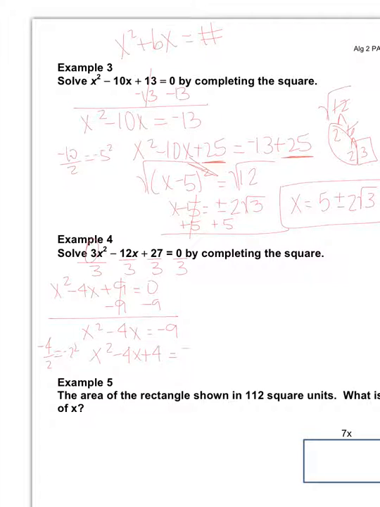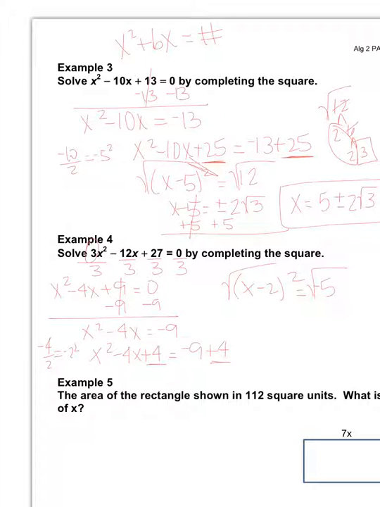Now if I add 4 to the left side, I have to also add 4 to the right side. Okay, so I should be able to factor the left side to a binomial squared now. So that would be x minus 2 squared, because negative 2 and negative 2 add to negative 4 and multiply to positive 4, and that would equal negative 5.